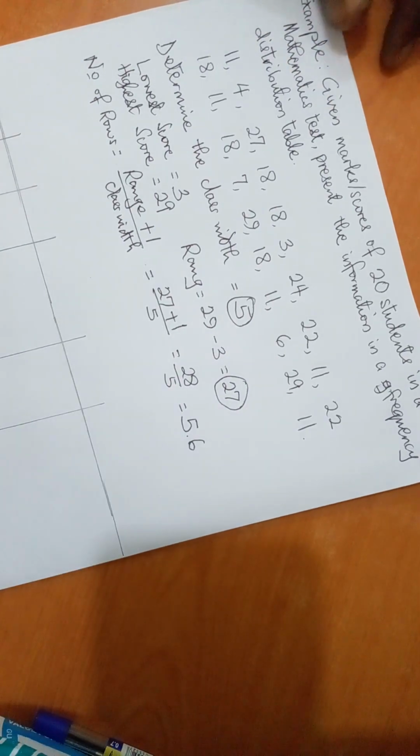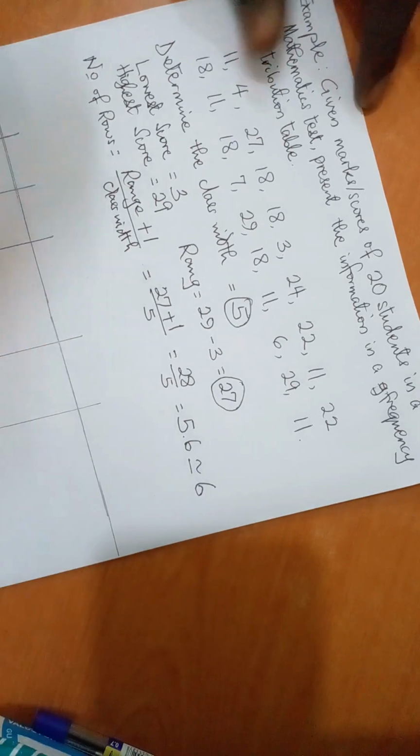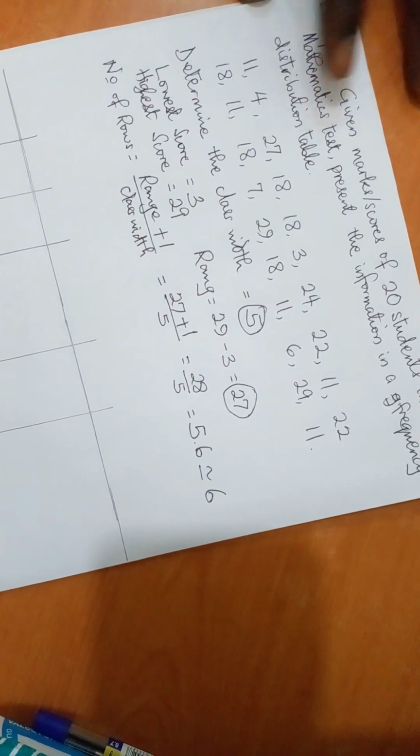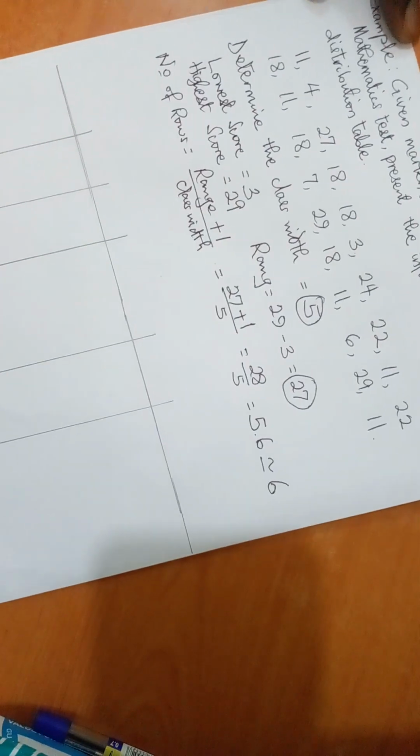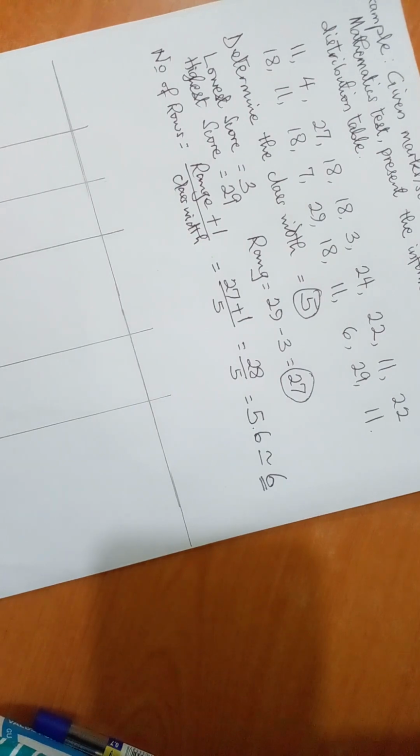So we have 5.6. In this particular case, if you have any decimal, we are expected to round up, don't round down, so that we don't leave any number out. It must be exhaustive, and for us to make it exhaustive, you must always round up and not round down. So we approximate this to be 6. This tells us that we need 6 rows while computing, because the question itself can be: given this set of data and given the class width, how many rows can be created from this particular data set? We should be able to determine that.